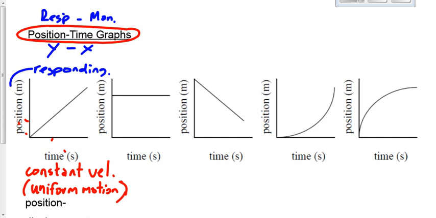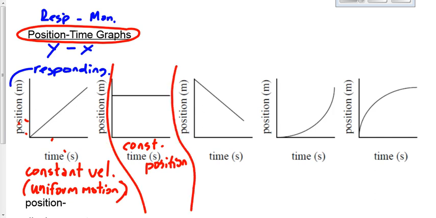Straight line, something's not changing. Well, the velocity's not changing, but the position isn't changing either here. So we'll say this is constant position, or you could, I suppose, say that it's just at rest. If I gave you a quiz on this and you said not moving, I'd take that, right? Like that means the same thing.